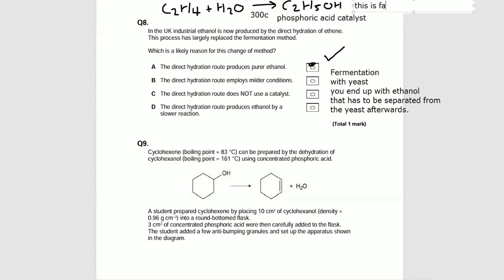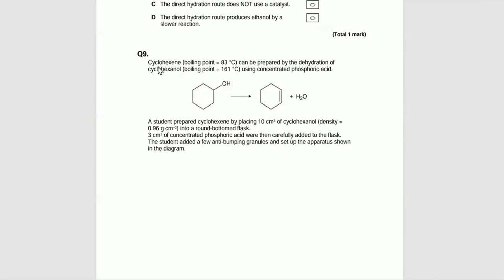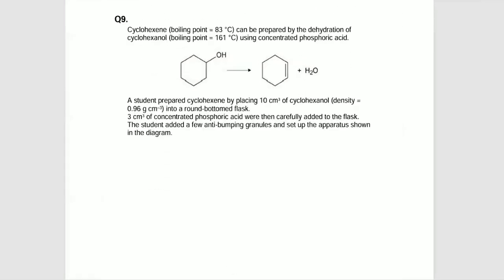And then for part D, if it's at 300 degrees, can we say it's going to be slower? Doing this reaction at 300 degrees with a catalyst, it's going to happen very quickly. Whereas when we do the fermentation with yeast, we use 30 degrees because we have to be careful not to denature the enzymes within the yeast. So we have to use a lower temperature, and the fermentation method is going to be a lot slower. So the only correct one there is A. Let's move on to the next question.